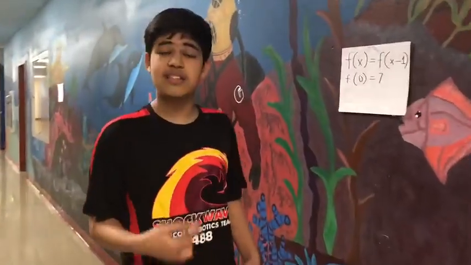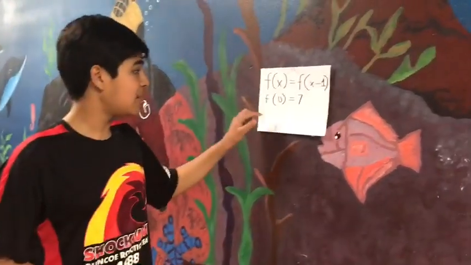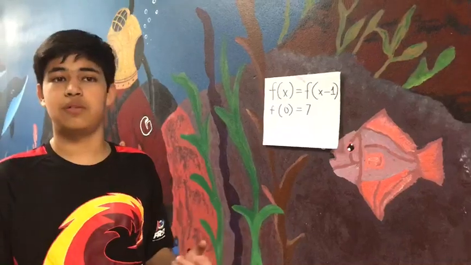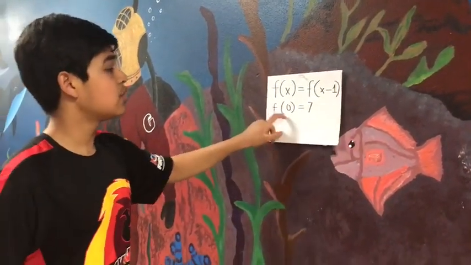However, if you keep on calling a function inside a function, that's going to lead to infinite calling, which is called infinite recursion. That's why the second part of every recursive function is the base case, which is a case for x that is actually equal to a numerical value. So for example, f(x) = f(x - 1), f(0) = 7.